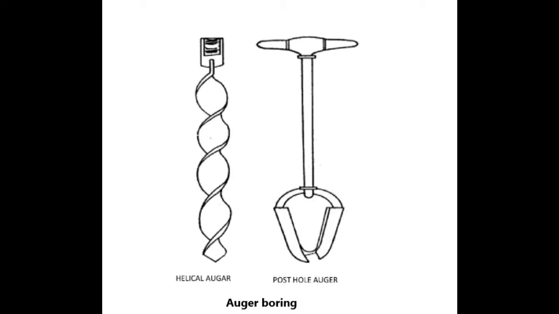Now they can be mechanically operated or they can be manually operated. Hand augers are used up to the depth of 6 meters and mechanically operated augers are used for greater depths. Both these types of boring are fairly satisfactory for explorations of shallow depths where a shallow foundation is required, and for exploratory borrow pits.